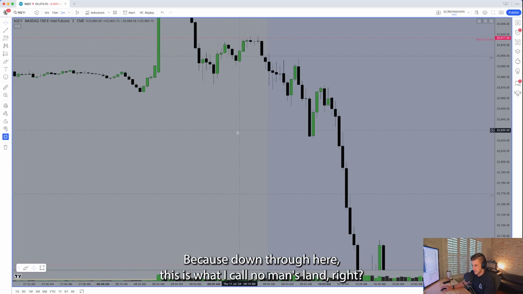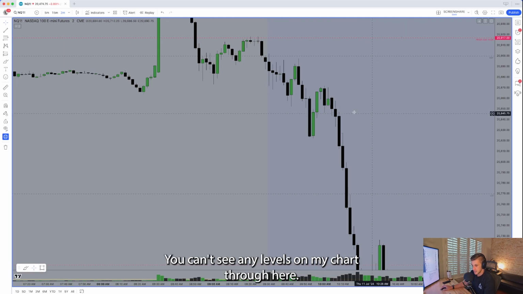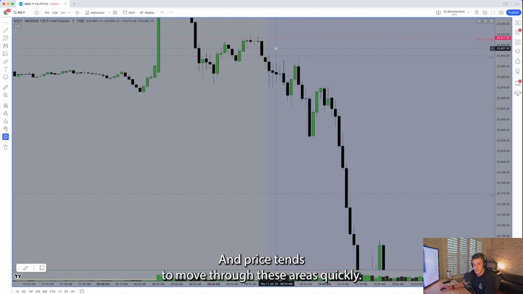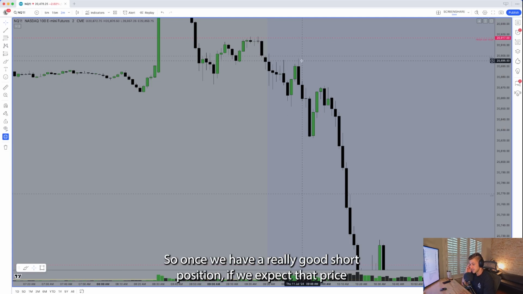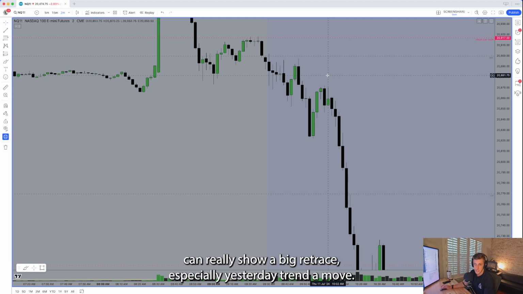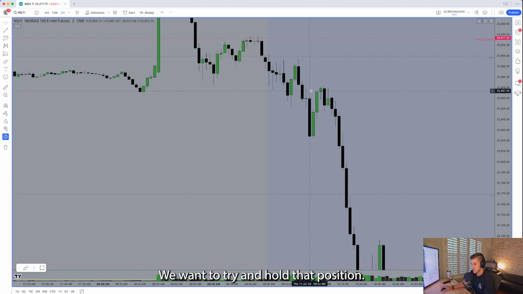Because down through here, this is what I call no man's land, right? You can't see any levels on my chart through here, and price tends to move through these areas quickly. So once we have a really good short position, if we expect that price can really show a big retrace, especially yesterday, trend day move, we want to try and hold that position. So take some profits here.